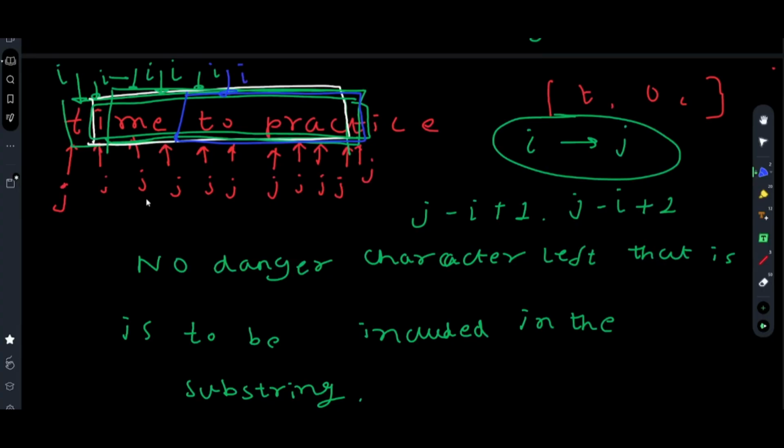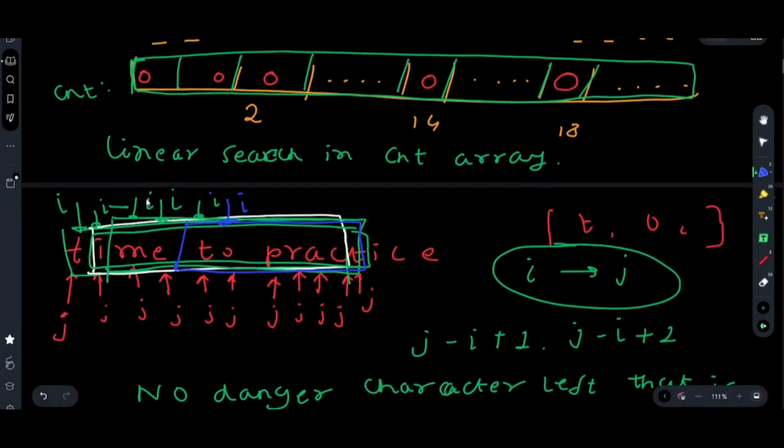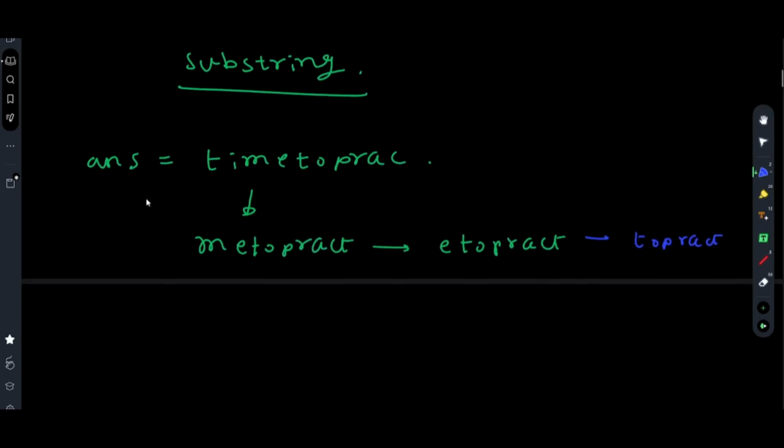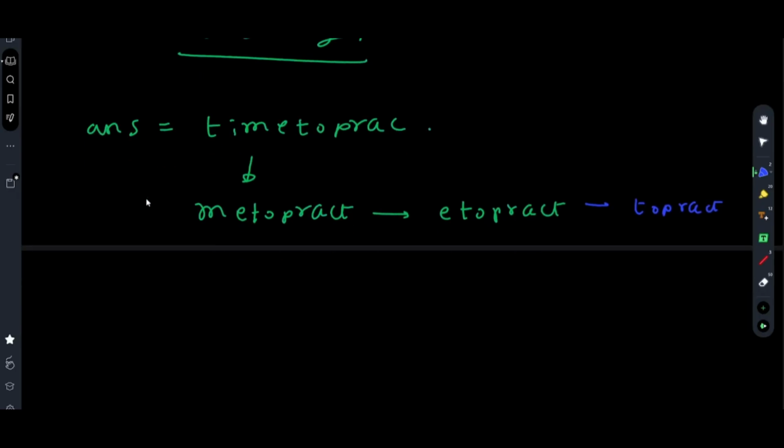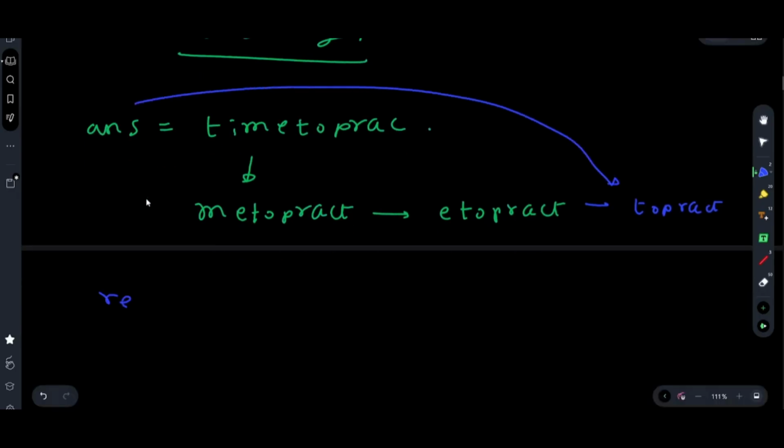Now you make i come here. One T moved to the background. So outside window counter, number of T will increase. This is no longer a valid substring now. You have to make it valid, so you have to increment j. Not a danger character, not a danger character, not a danger character. j moves out of range. Iteration is complete. So your answer value is TOPRACT, and you will return TOPRACT.